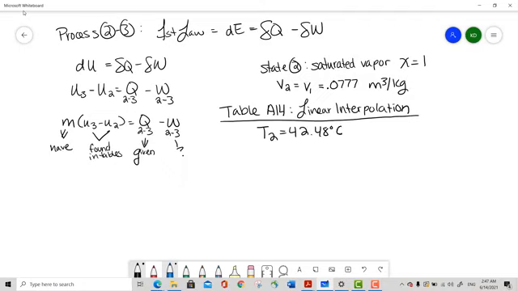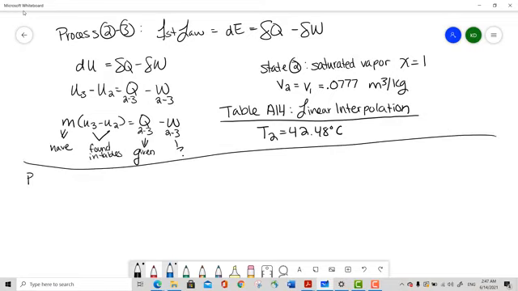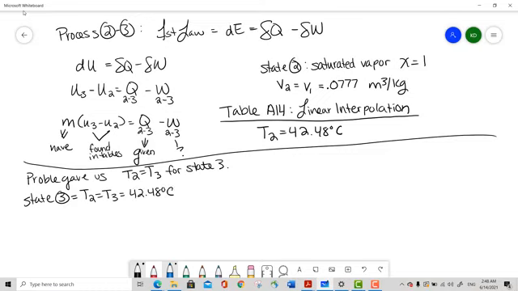And then what else? So we know that the problem gave us the fact that T2 equals T3 for state 3. So therefore, at state 3, we know T2 equals T3 equals 42.48 degrees Celsius.